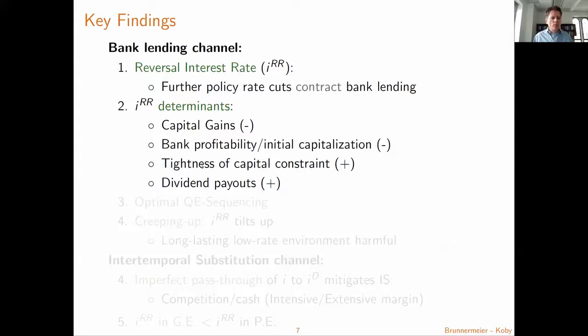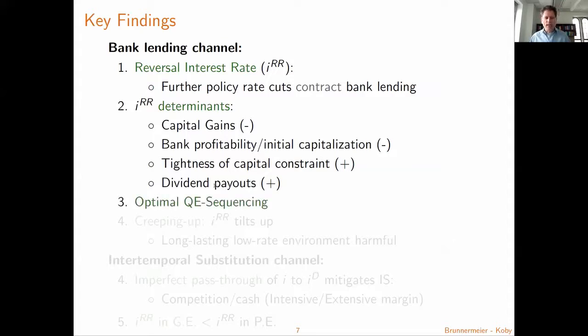And then we will also show that if the capital constraints are tighter, so if you have very strict financial regulation, then actually the reversal interest rate will be higher. So you cannot cut the interest rate down so much. So there's an interconnection between monetary policy and financial regulation. And also if the banks pay a lot of dividends, then your freedom of monetary policy to go down very low is actually reduced.